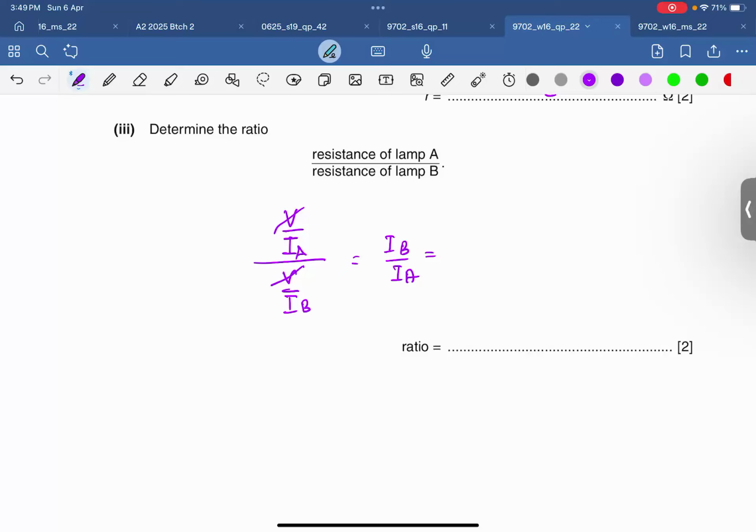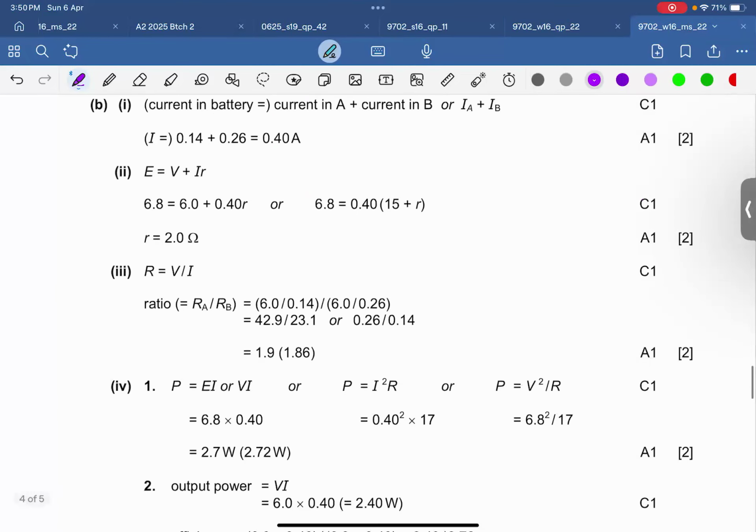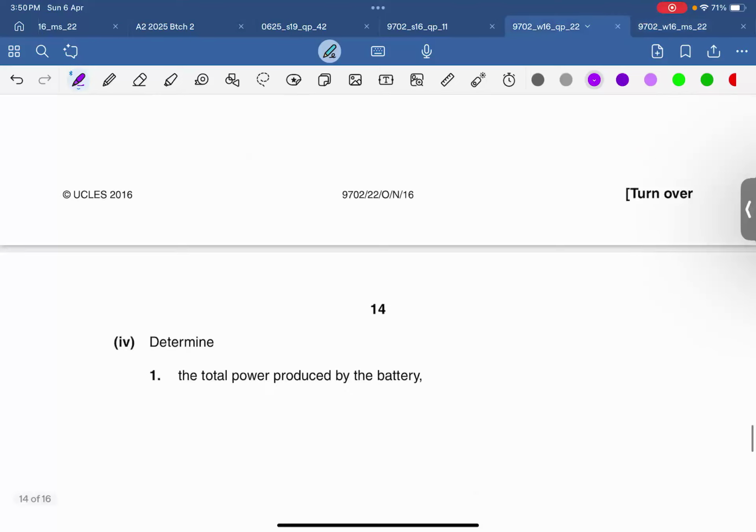So the current in lamp B is 0.26. The current in lamp A is 0.14. Okay, just calculate the value. 1 second. 1.857, 1.86, 1.9 ले लेते हैं. 1.9. Fine. Perfect. Okay. आगे आ जाओ.